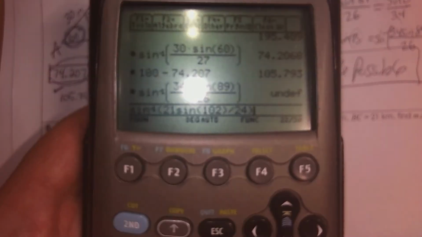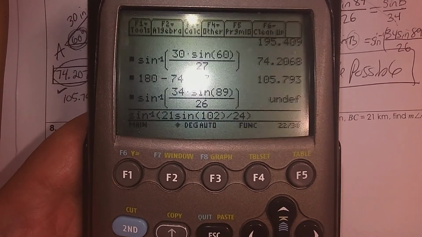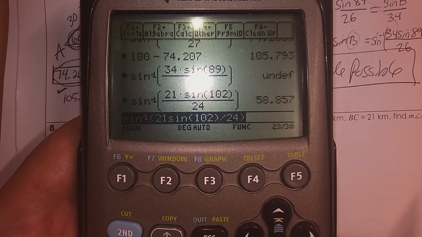So, are you typing it in correctly? Diamond enter. So, does this give you an error message or undefined? So, 58.857.